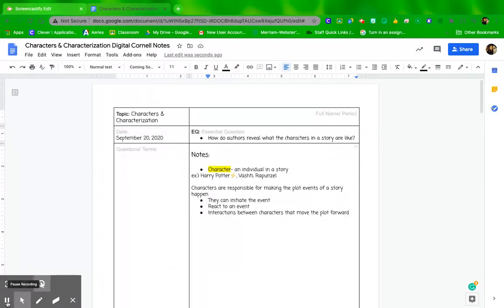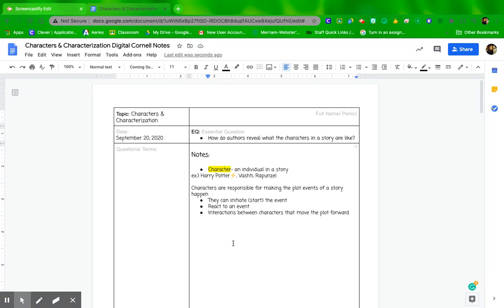Characters are responsible for making the plot events of a story happen. So they can initiate or start the event. In the movie Tangled, Rapunzel initiates the plot, or she starts events happening by leaving her tower.